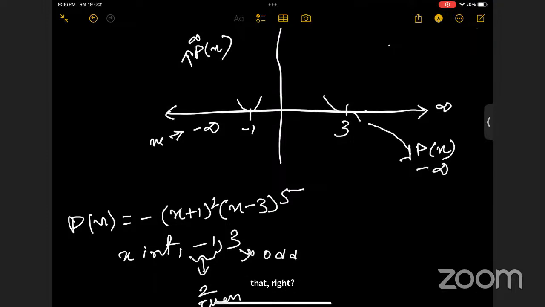How much will this graph bounce? How many points? If the multiplicity is even, 2, how many points will it bounce? What are you trying to say? I am not getting it. The factor is x plus 1, and the multiplicity is 2. So it is bouncing from negative.